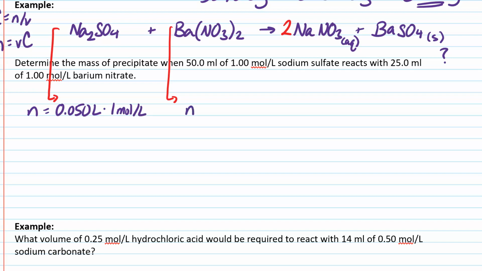Whereas the number of moles of barium nitrate is its volume in liters, 0.025 liters, multiplied by its concentration of 1 mole per liter. So for sodium sulfate, you have 0.050 moles, whereas for barium nitrate, you have 0.025 moles.